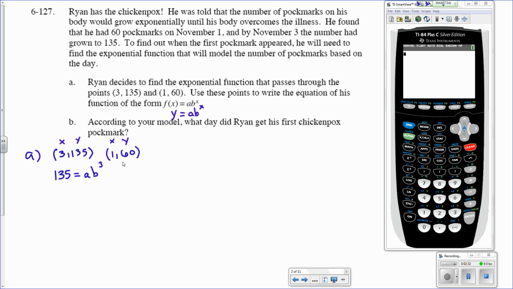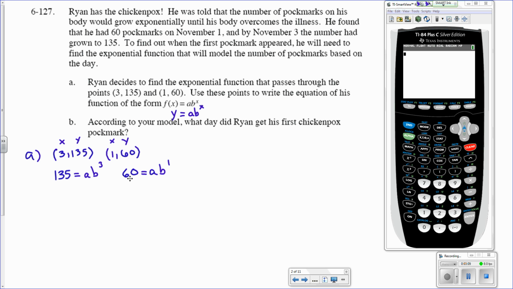The second equation we'll use is going to be the (1, 60), so 60 is our y, and then that equals a times b to the 1st power. Now we're going to solve it. There's a couple methods for solving these kinds of systems. I'm just going to do one of the more universal methods, and that's just substitution. I'm going to take one of these variables and isolate it, and then plug the expression that I get for that into the other equation for that variable.